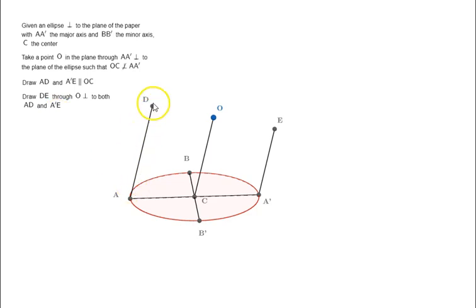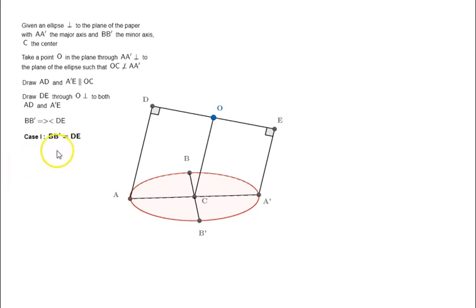So here, how do we decide where D will be? Whether AD will be this or up to here, and A prime E will be up to here or up to here. That we decide based on this line DE. We draw a line through O perpendicular to both AD and A prime E. BB prime may be equal to DE, greater than DE, or less than DE. So let's take these cases one by one.